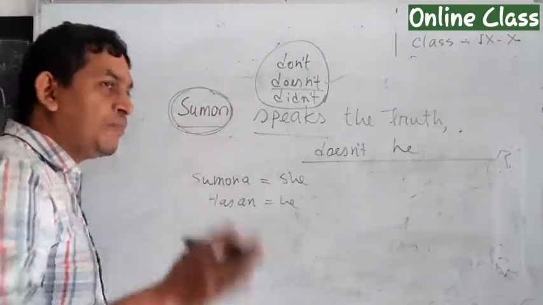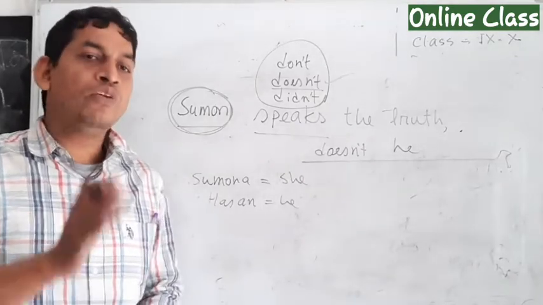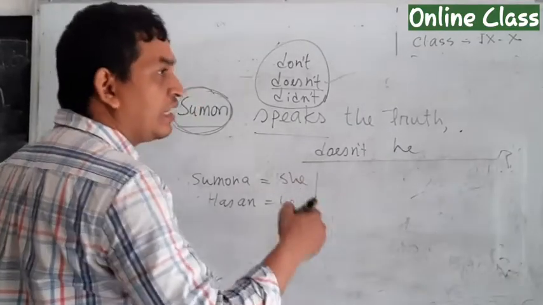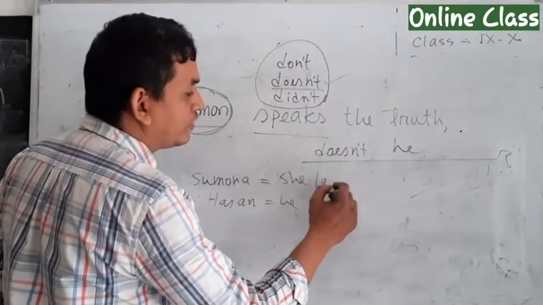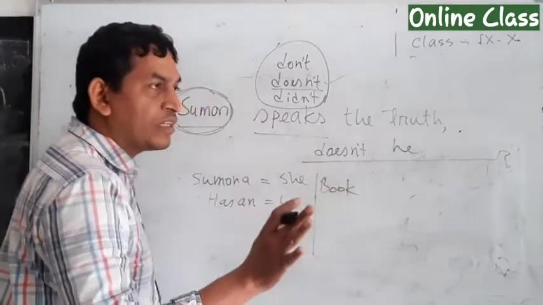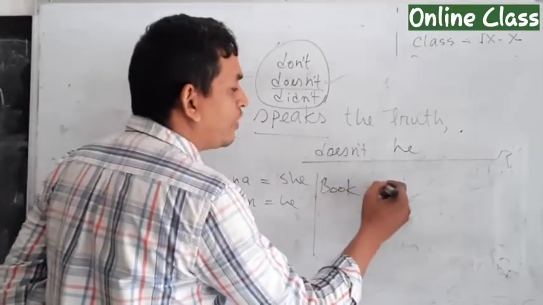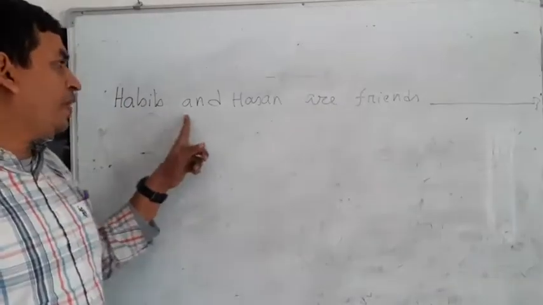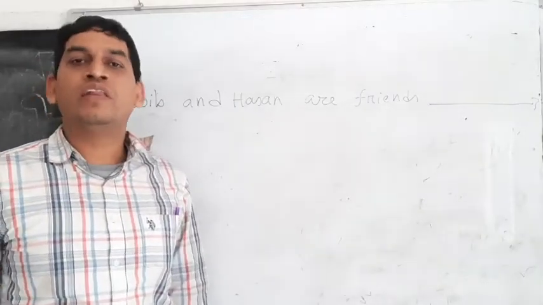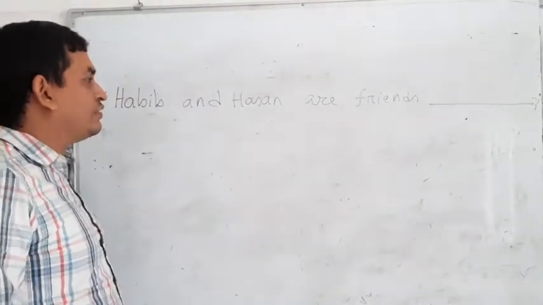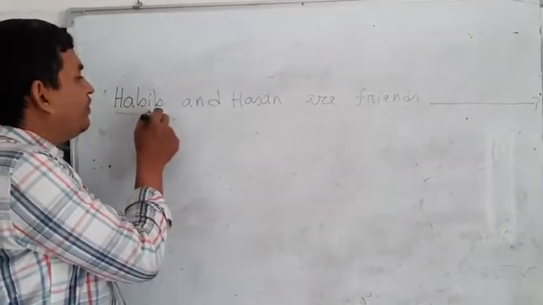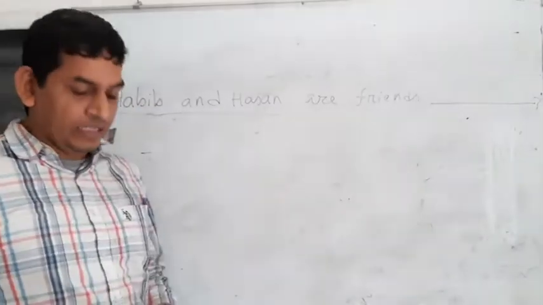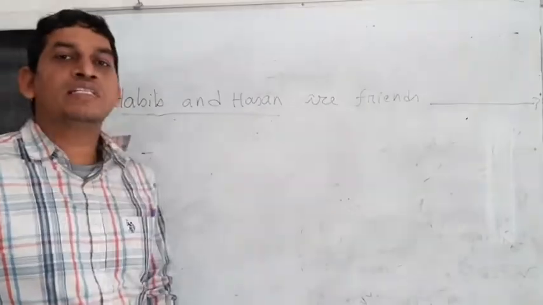If the subject is neither masculine nor feminine gender, we must write it instead of the subject. That means if the subject is any object, like a book, that is not feminine gender and not masculine gender. So in this case, we must write it. Next question: Habib and Hassan are friends. In this question, the subject is a compound subject. Here Habib and Hassan both are actually a plural subject, because Habib is a person and Hassan is another person.